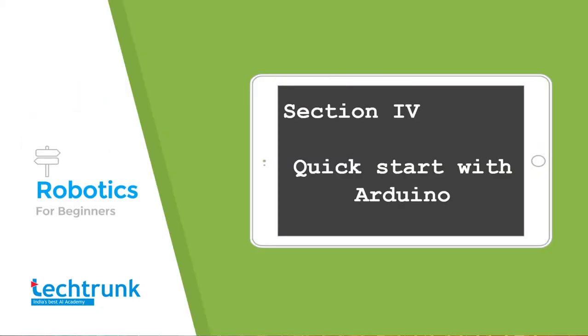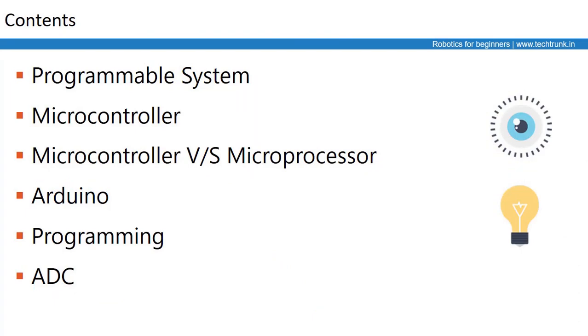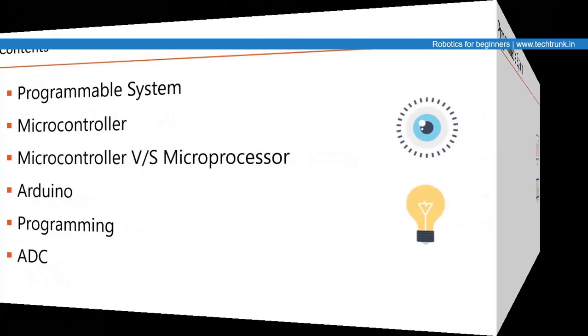In this video we are going to talk about getting started with Programmable Systems and working with microcontrollers. The topics that we'll be discussing in this video include Programmable Systems, an introduction to microcontrollers, the difference between microcontrollers and microprocessors, and we'll be getting started with one of the programmable system development boards, that is Arduino. We'll be learning some basic fundamentals of Arduino programming, and we'll also be discussing ADC and its application and its role in Arduino. So let's get started with that.